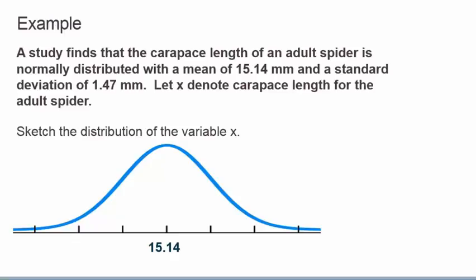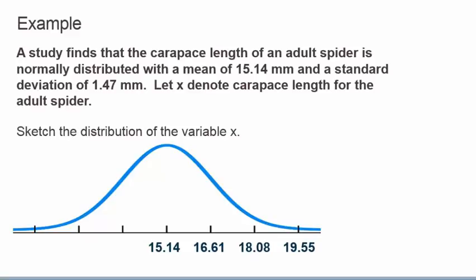Just like with the empirical rule, we are going to add the standard deviation going to the right. 15.14 plus 1.47 equals 16.61. 16.61 plus 1.47 equals 18.08. 18.08 plus 1.47 equals 19.55.